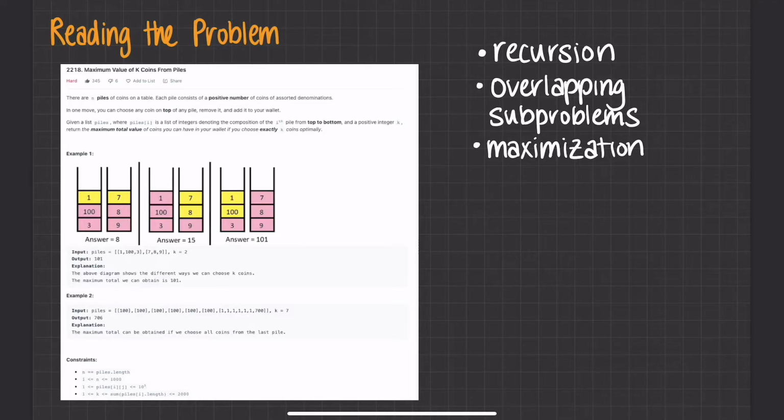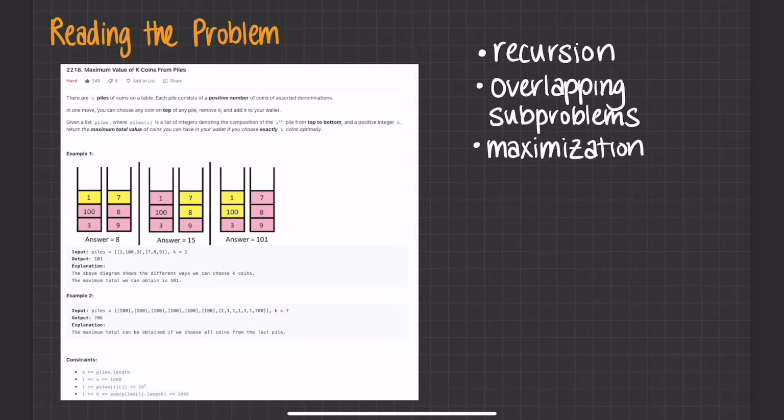What do I mean by that? Well, I can make a problem so that instead of looking at n piles, I can look at n minus 1 piles with k minus 1, all the way to 1 coins. And I can keep breaking this problem down and down into smaller and smaller pieces until I find that optimal solution for our k coins for our piles.